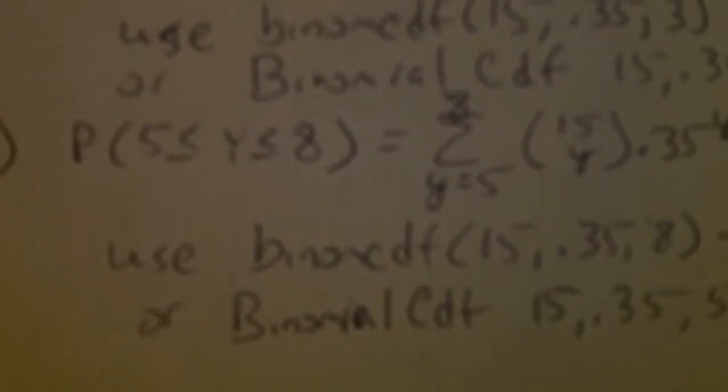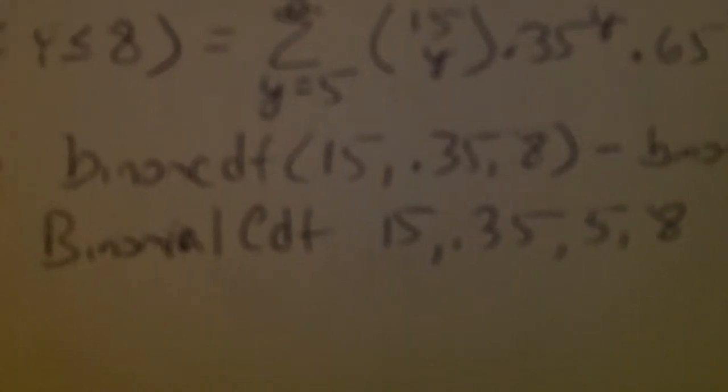In the third case, we're going from 5 to 8 inclusive. So for those of you with the 89, down there at the bottom, 15, 0.35, 5, and 8. For those of you with the 84s and the 83s, we're going to do the probability that y is less than or equal to 8, and we're going to subtract out the probability that y is less than or equal to 4. So we've got the binomial CDF where the last number is 8, and we're subtracting out the binomial CDF where the last number is 4. And again, that will give us our answer, which is about 0.61.